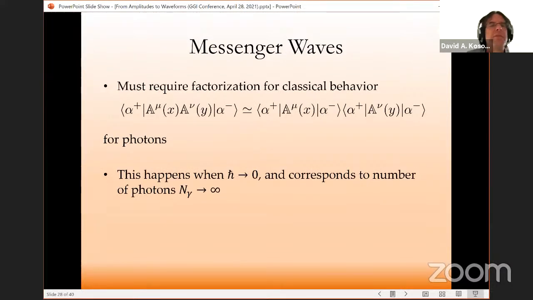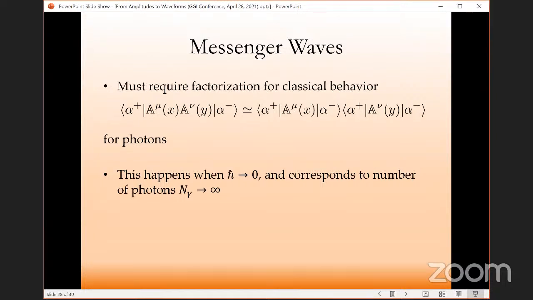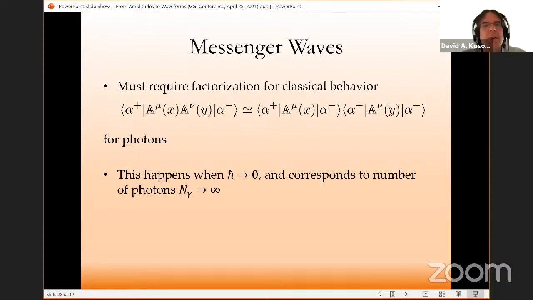Okay, we have to have a coherent state, but that's in itself not enough for classical behavior. We also have to require factorization of two field expectation values. So, for example, that would be the factorization of the product of the photon field operator. And that can happen when h bar goes to 0. And it corresponds, in fact, to the number of photons becoming very large. And so, in a sense, a coherent state with a very large number of photons is what we're going to call a classical wave.